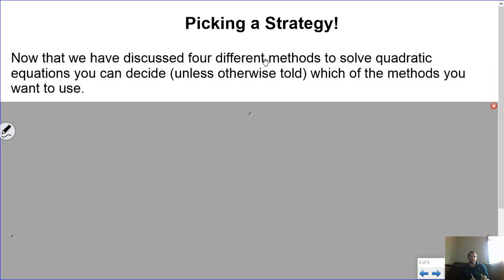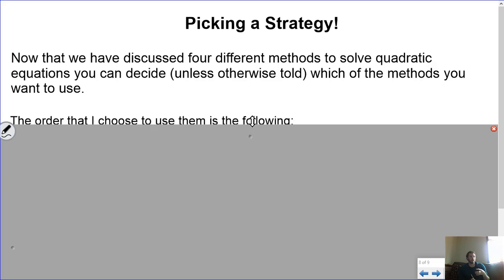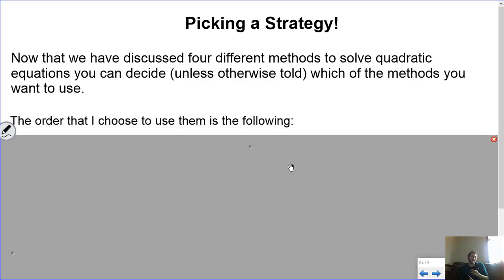So to pick a strategy, now that we have discussed all four methods, so our four methods again are graphing using some kind of electronic device, factoring, quadratic formula, completing the square. Unless you are specifically told use this strategy, it is an important skill to be able to pick the one that suits the situation the best. So this is the order that I choose to work in. It might be different for you, but I just find that these strategies go from fastest to slowest.